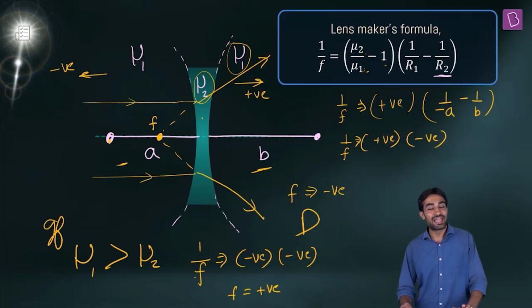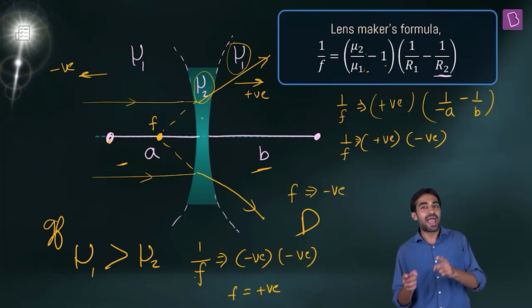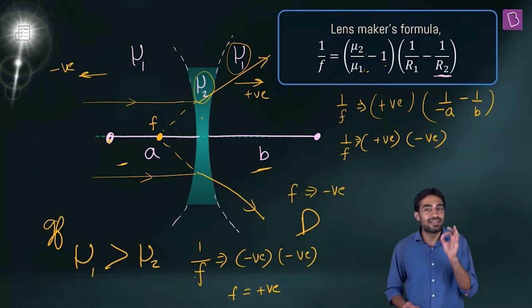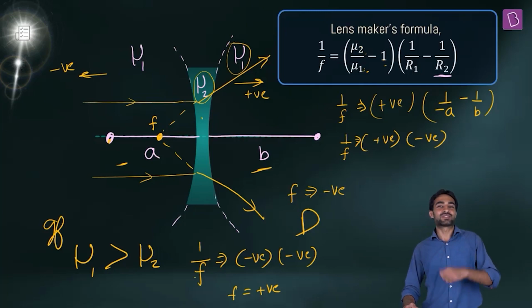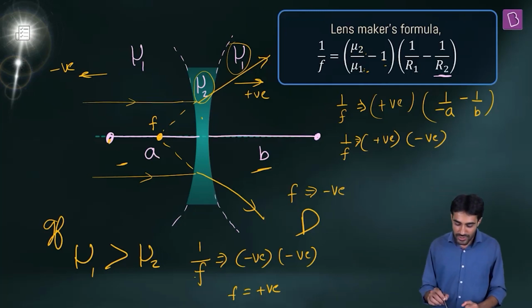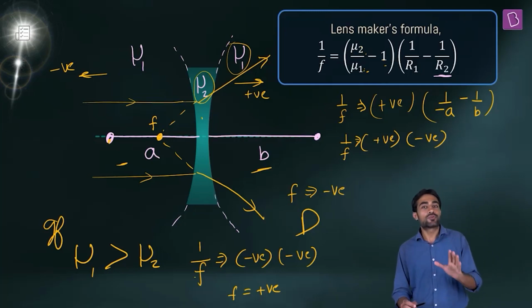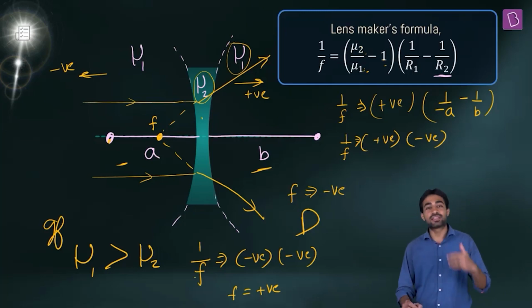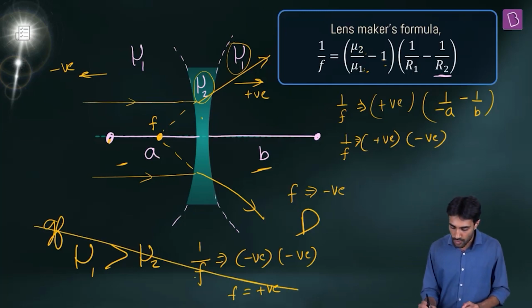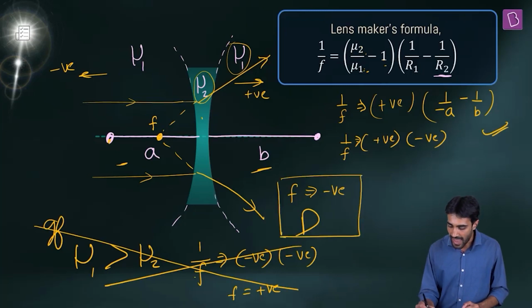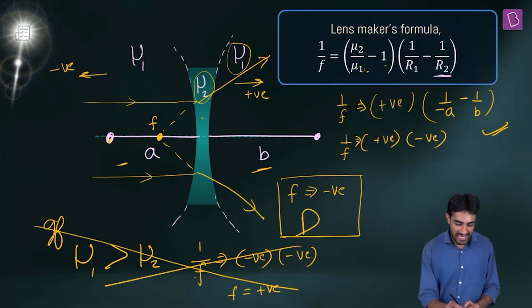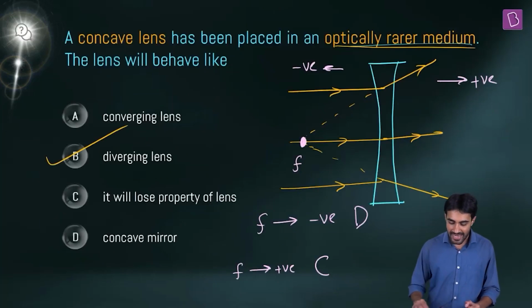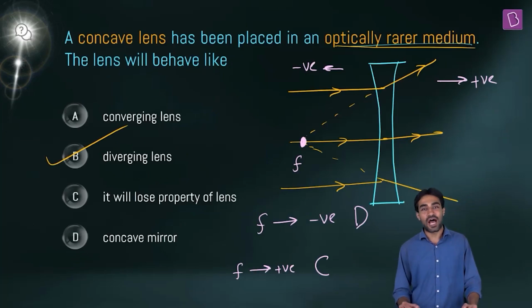So it depends on the outside medium and the material of the lens also, whether it is behaving as a converging lens or diverging lens. So in our question, mu2 was greater than mu1. So we don't have this case. We only have this case where the focus is negative and our lens behaved like a diverging lens. So good. Now let's mark option B, diverging lens, as the right answer for our question.